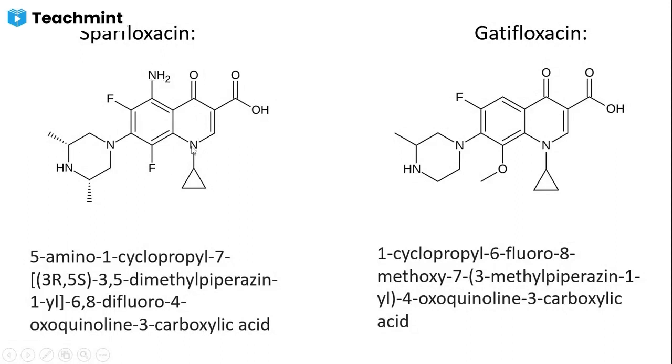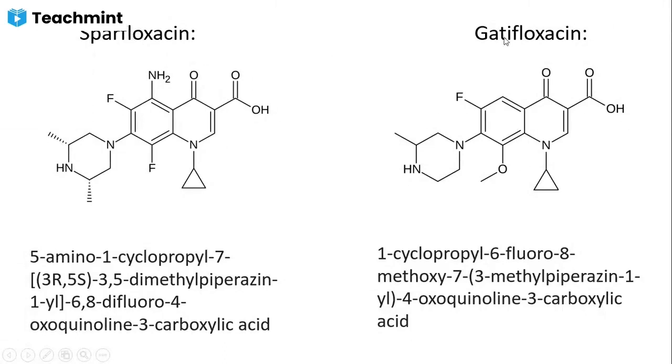Now here is the amino group, so we'll start the IUPAC nomenclature from the amino. So 1, 2, 3, 4, 5. 5 amino, 1 cyclopropyl, then 7 dash 3,5 dimethyl piperazine 1 YL, then 6,8 difluoro, 4 oxo, quinoline, 3 carboxylic acid. That is the sparfloxacin.